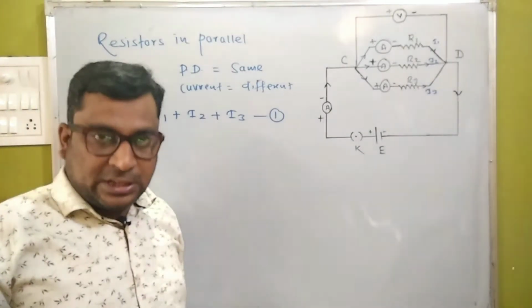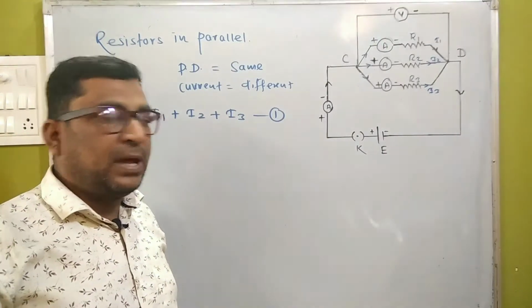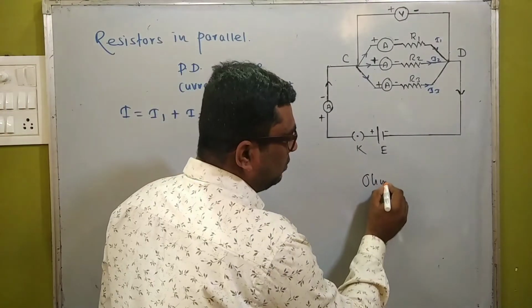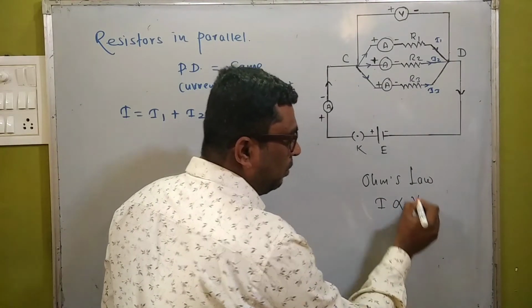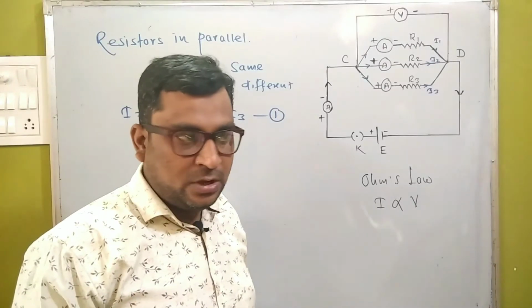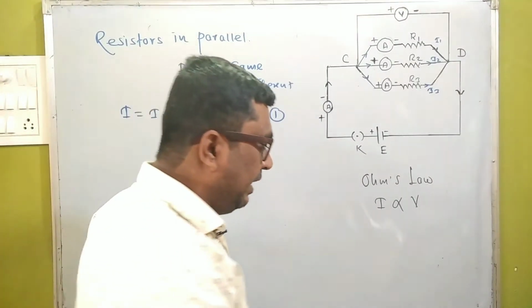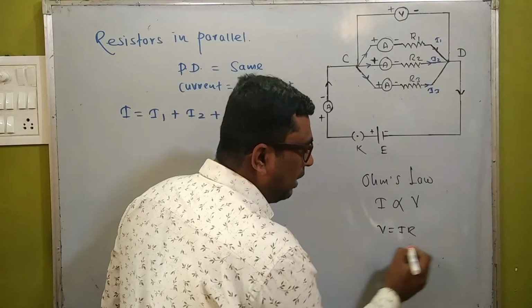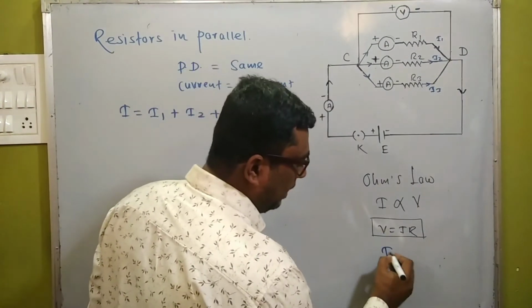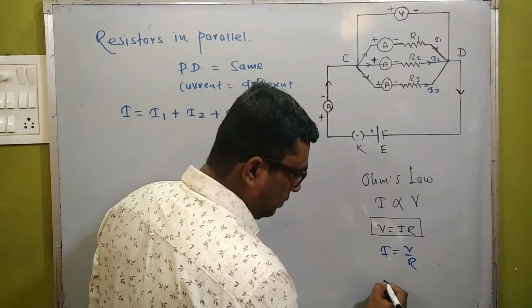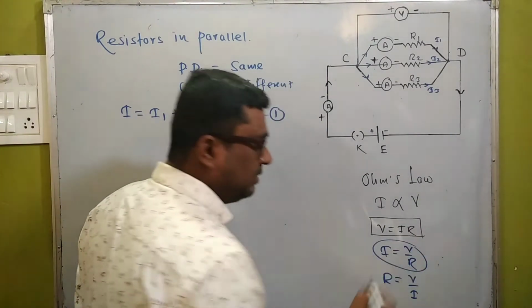Now it's time to derive the expression. Just as we used a formula in series, the same formula we use in parallel. The law we apply here is Ohm's law: the current flowing through a conductor is directly proportional to the potential difference applied across its two ends. We have one more video on Ohm's law, so you can follow my videos to see what exactly Ohm's law says. In short, we derive the formula V is equal to IR. This is the formula for Ohm's law. If we rearrange for I, it becomes V upon R. If we take R on the left hand side, it becomes V upon I. So in parallel we use the formula I is equal to V upon R.